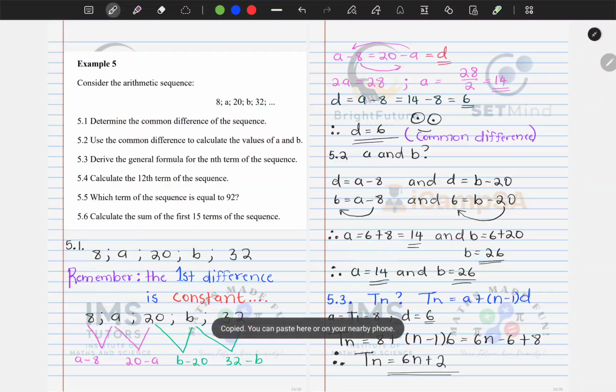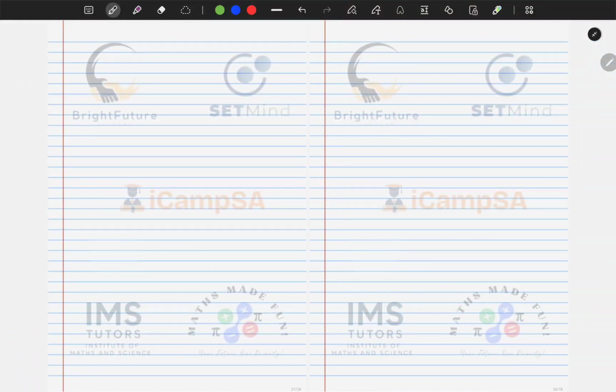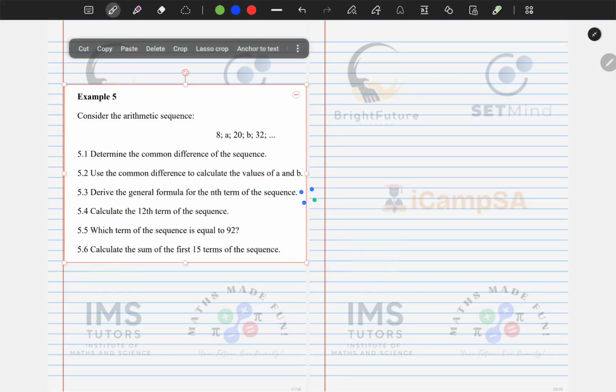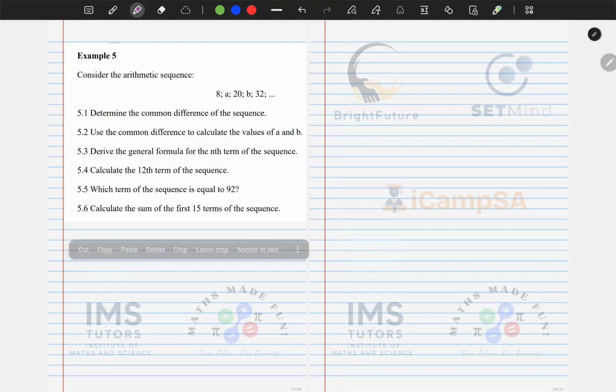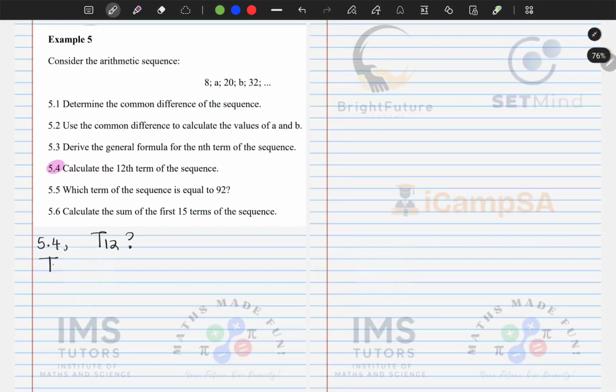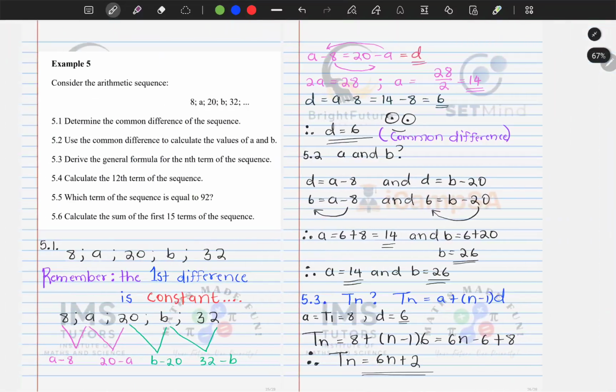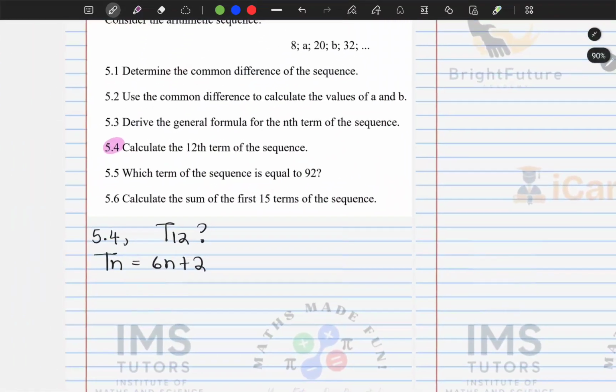Let's go to the next page and have a look at 5.4, where we are required to determine the 12th term of the sequence, essentially T12. So let's have a look at it. This one. So 5.4. What we are trying to figure out is what is T12. So we already know what Tn is. So Tn is 6n plus 2. Let's double check. That is correct.